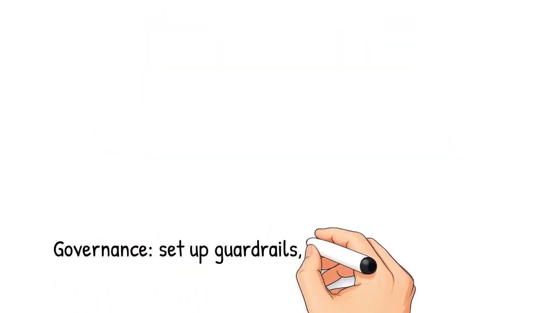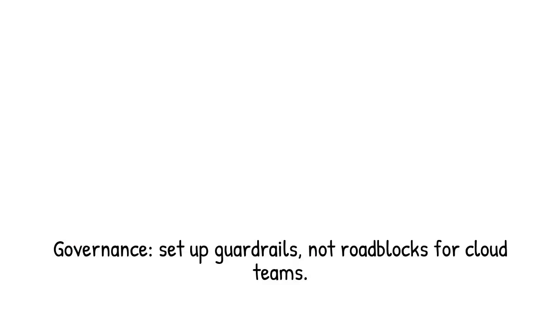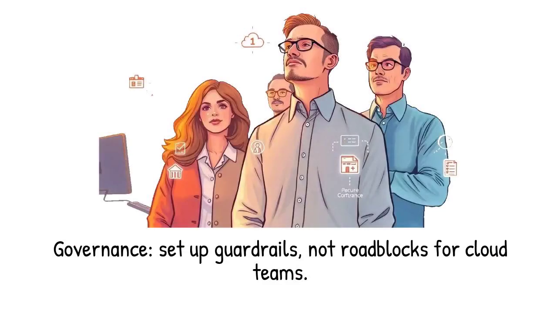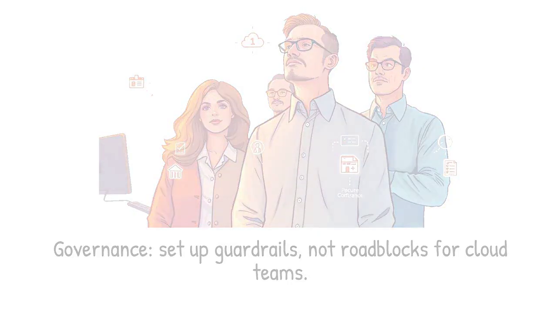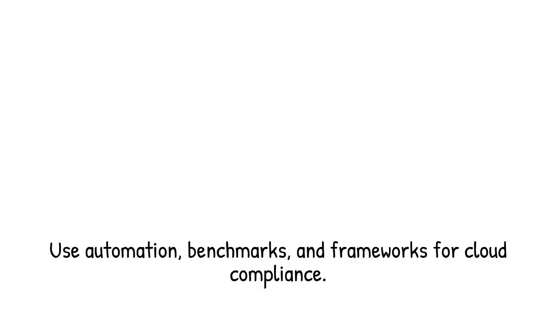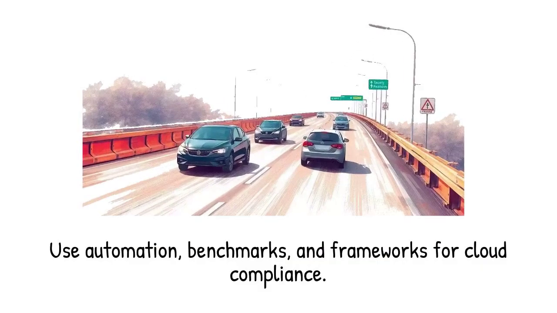Governance is not about slowing teams down. It's about preventing disasters. What to do? Use AWS Organizations, Azure management groups, GCP organizations. Apply SCPs, Azure policies, GCP organization policies. Enforce tagging standards. Enforce encryption policies. Enforce network restrictions. Enforce IAM boundaries. Use automated compliance checks. Use CIS benchmarks. Use NIST, ISO, SOC 2 frameworks. Analogy: guardrails on a highway don't stop you from driving fast. They stop you from driving off a cliff.